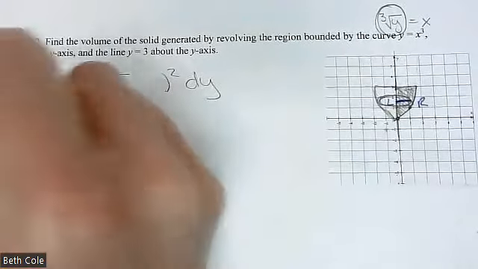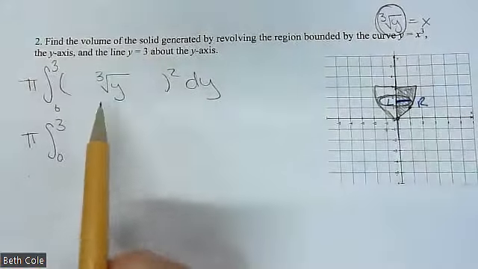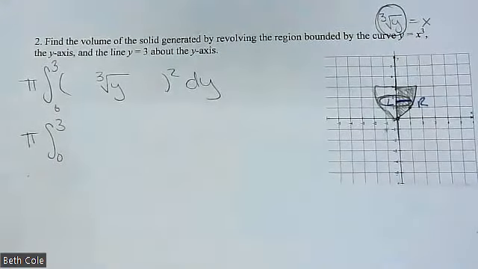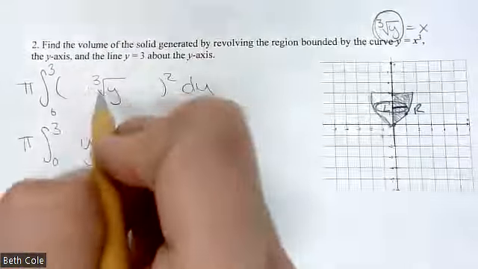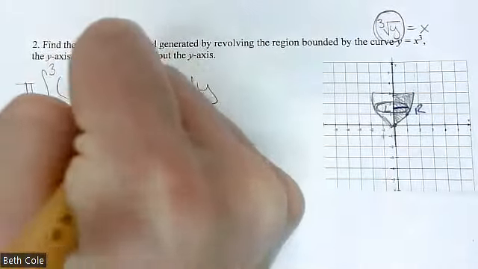Now I'm going to rewrite that before we do the antiderivative. How can I rewrite this with a fraction exponent? I know you're like, oh geez, it's either 2/3 or 3/2. Which way is it going to go? Y to the what? 2/3. Whatever kind of root it is, that goes in the denominator.